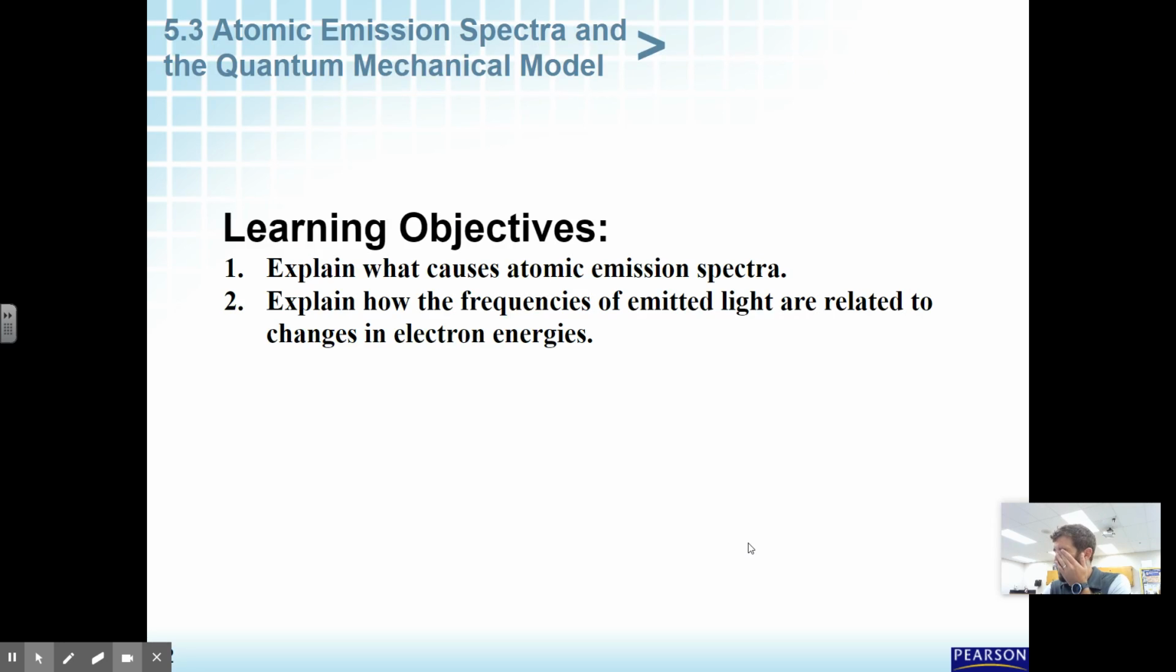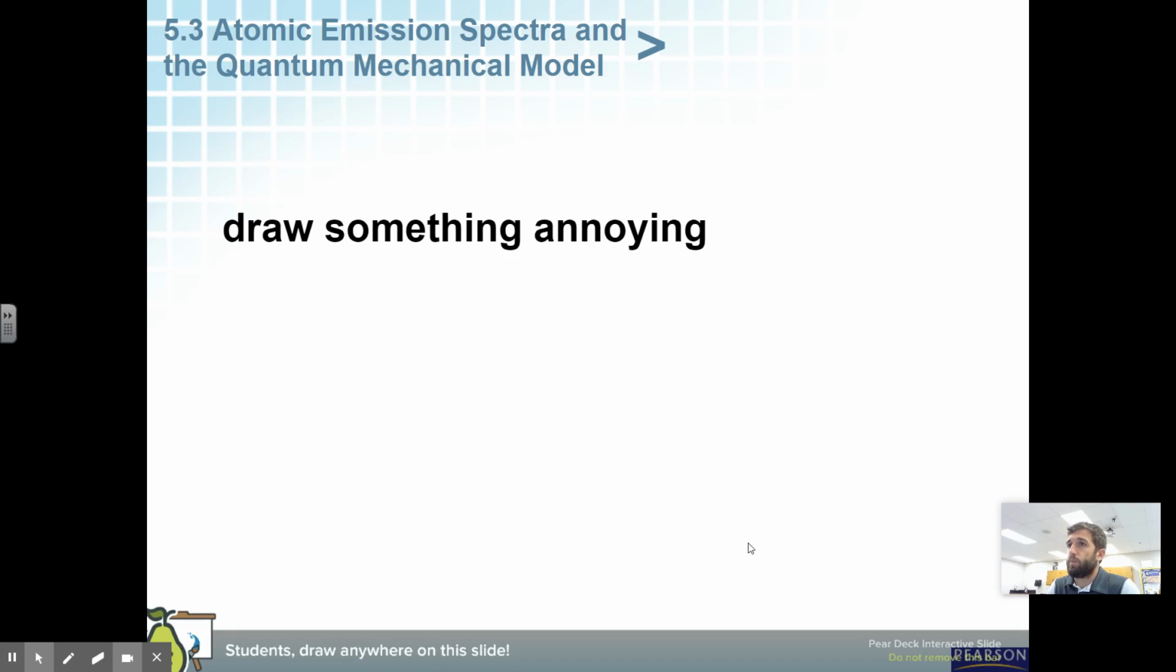A couple of the learning objectives that we're going to need for this section would be to explain what causes the atomic emission spectra and explain how the frequencies of emitted light are related to changes in the electron energies. So we're going to talk about wavelength, frequency, and energy, and we're going to relate them all together. Now, we will not get that far probably in this video. We're just going to cover probably the first third of this section, and we will talk about it together on Monday.